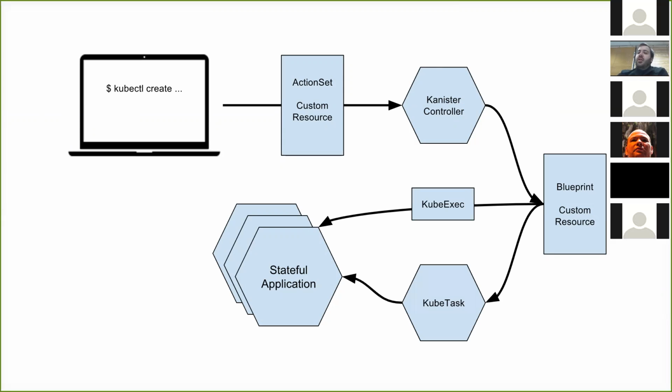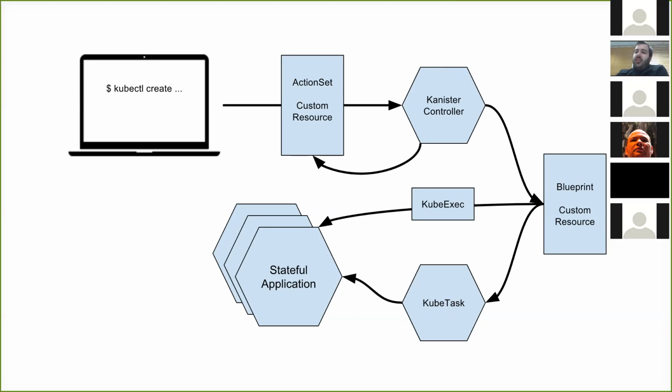Alternatively, Canister has a function called KubeTask, which will let us create a new pod that can then go perform operations like filtering or masking, that kind of thing. So finally, when this action is done, the Canister controller will go update the action set with the resulting artifacts and the status of the job.